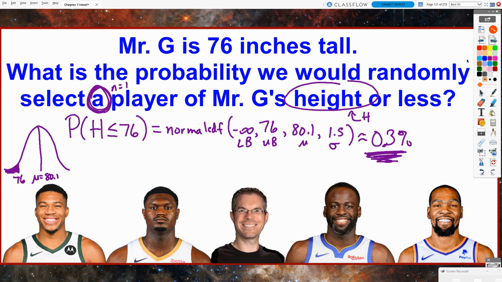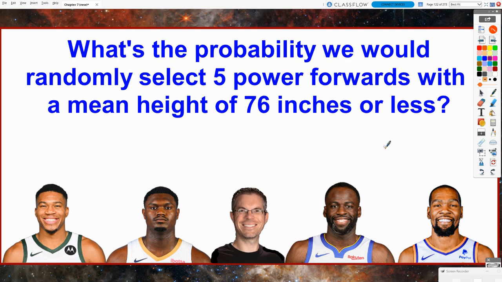So what do you think are the chances you're going to randomly select 5 power forwards that have a mean height of my height or less? Hopefully you are thinking in the back of your mind, well, if one person's only 0.3%, getting 5 people that have a mean height of 76 inches or less.